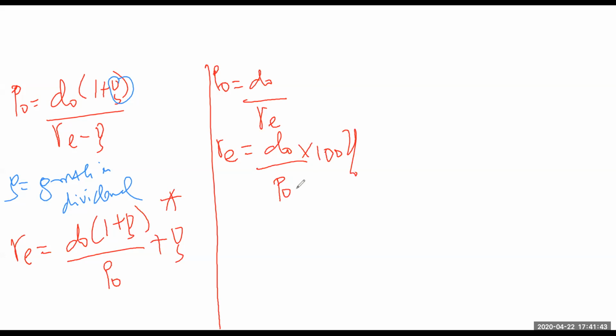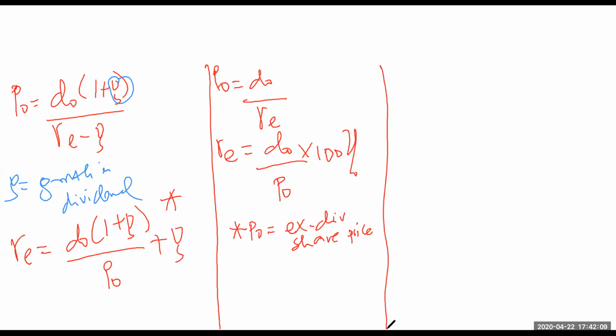Don't forget, P naught is the ex-dividend share price. That's what you have to be careful about. So in case you're given a cum-dividend price, then you have to work backward until you are able to obtain the ex-dividend share price. If P naught is silent, or in case the market price is silent, then of course we assume it is the ex-dividend share price.